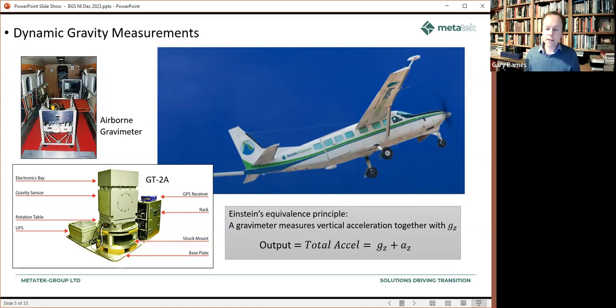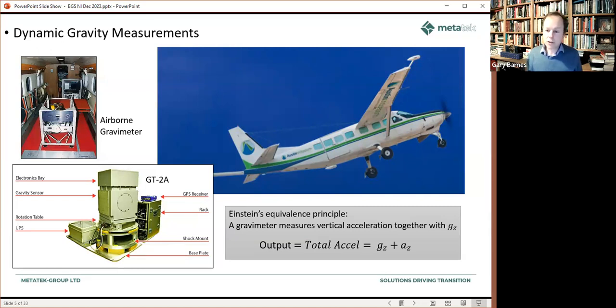So what it means is that with a gravimeter, consisting of a mass on a spring, when the spring extends, you don't know whether that's a change in gravity or a change in acceleration. And of course, in an aircraft, the acceleration environment is very extreme. So you have to have an external reference, and that comes from GPS, and that corrects the data and removes the acceleration term.